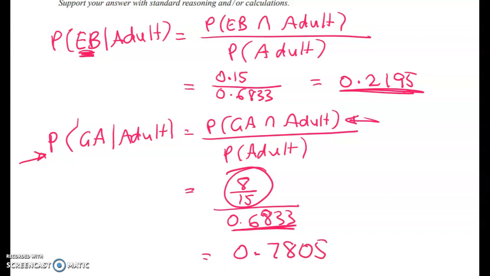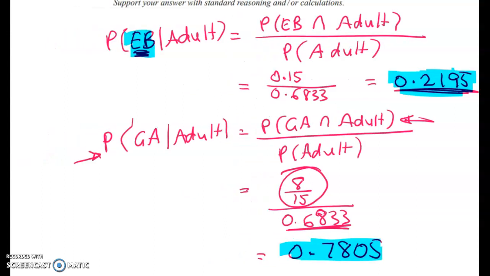0.7805. But hopefully now all of you are going to notice what I'm talking about, that this one was 22%, right? And that's the probability of early bird tickets, given that it's an adult ticket. And so this probability here is what we call the complement, right? So it's 1 minus 22%, which is 78%.